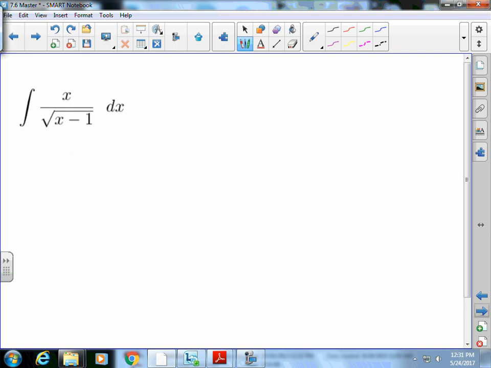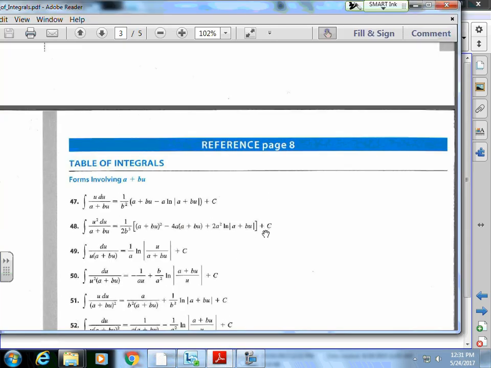So again, I'm going to say, what happens if I let u equal x. Then I'm in the form of u du over the square root of u minus a constant, a. It could be b, I don't know what it is, right? And then I could also say that there's a constant in front of u. The constant's 1.